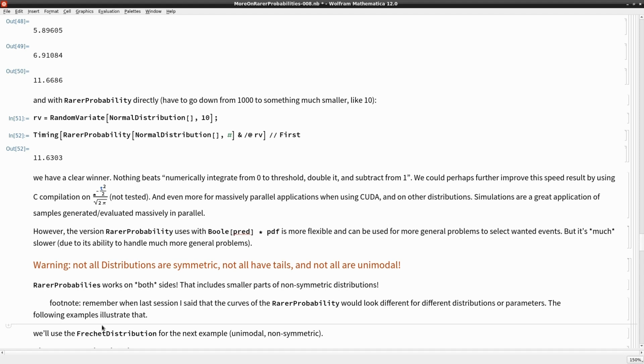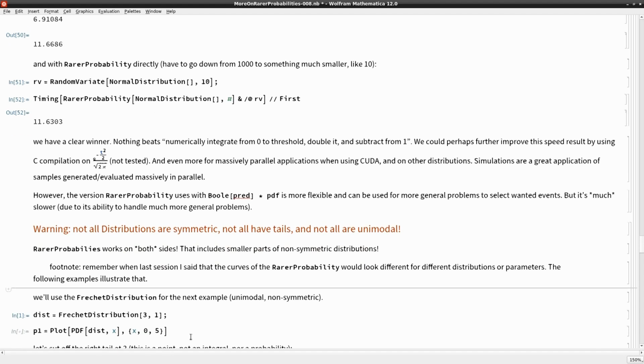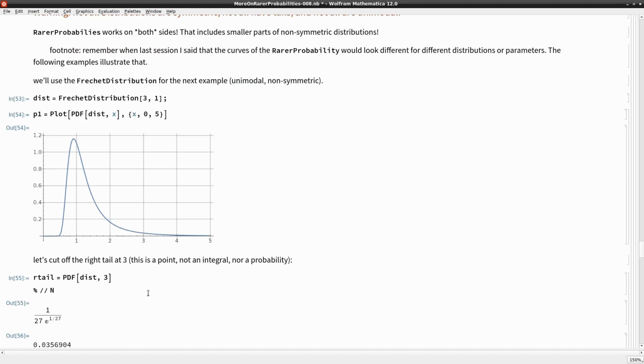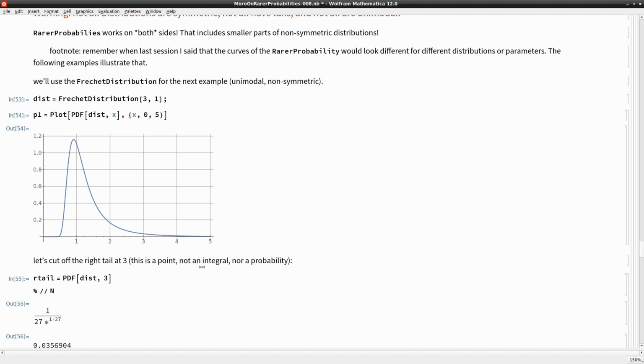And remember when in the last session I said that the curves of the RarerProbability would look different for different distributions or parameters. I will illustrate that now in the following examples. And in the next example I will use the Fréchet distribution. So for this example, let's cut off the right tail at 3, and I want to emphasize again that this is a point and not an integral, and not a probability, and not an area under a curve, right? When we're talking about probabilities, those three things are the same.